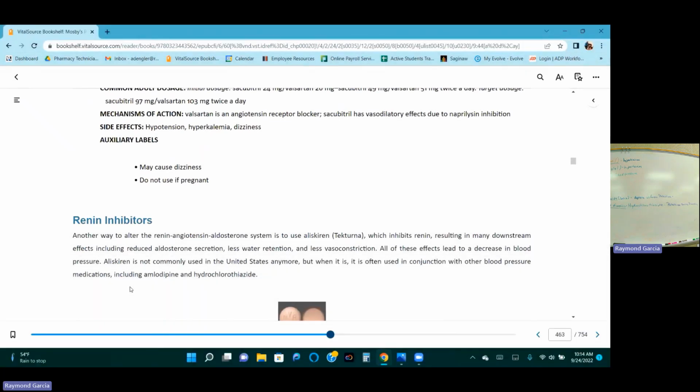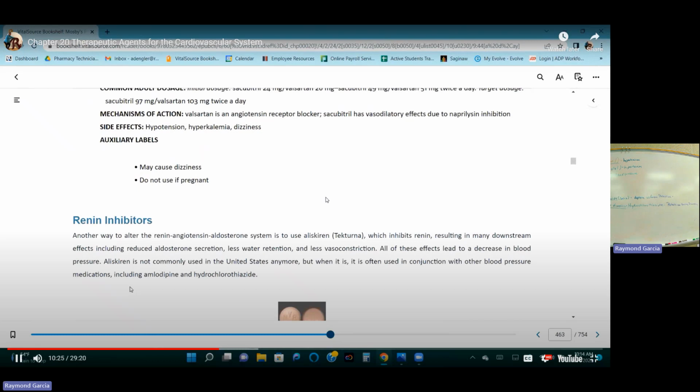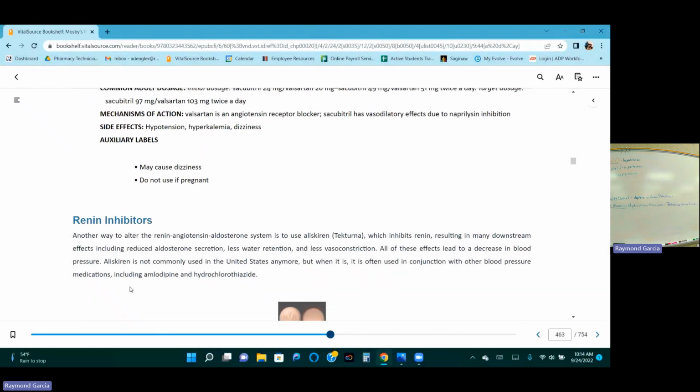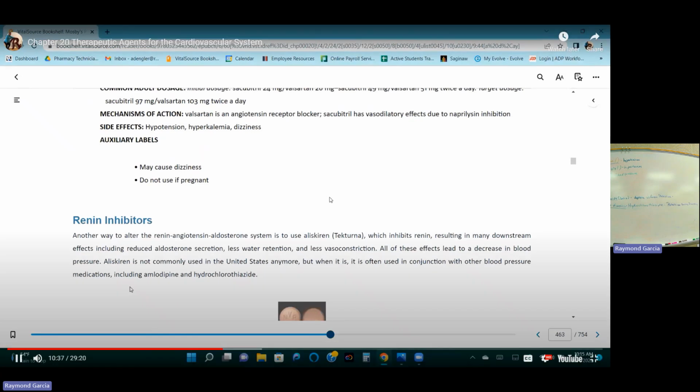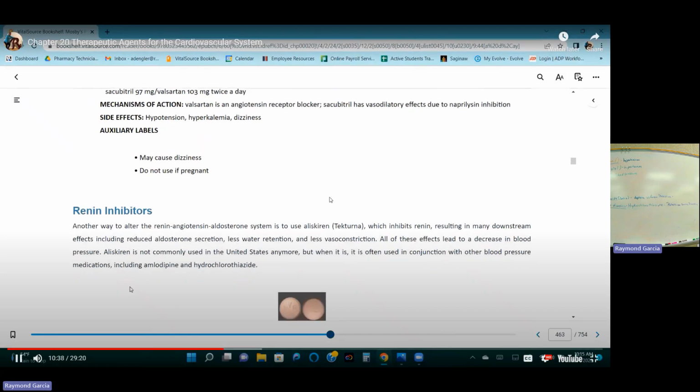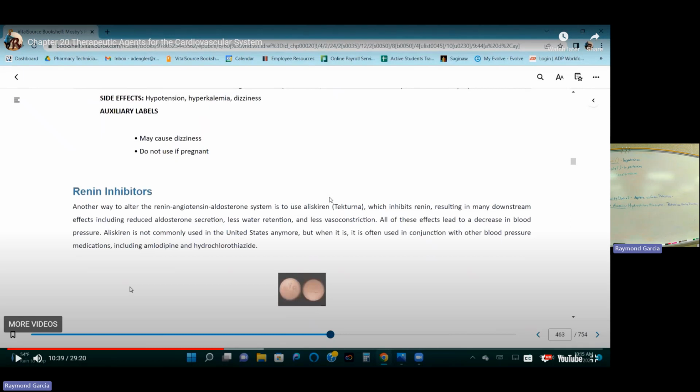Another way to alter the renin-angiotensin-aldosterone system is to use Tekturna, which inhibits renin, resulting in many downstream effects, including reduced aldosterone secretion, less water retention, and less vasoconstriction. Okay, so we're dealing with renin, we're dealing with kidneys. Anytime you see renin and the kidneys, think less water retention and less vasoconstriction.